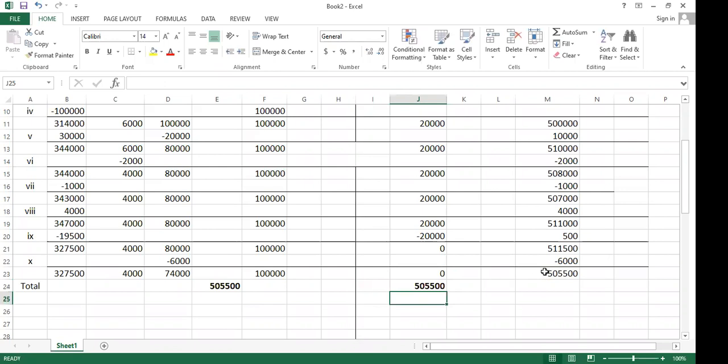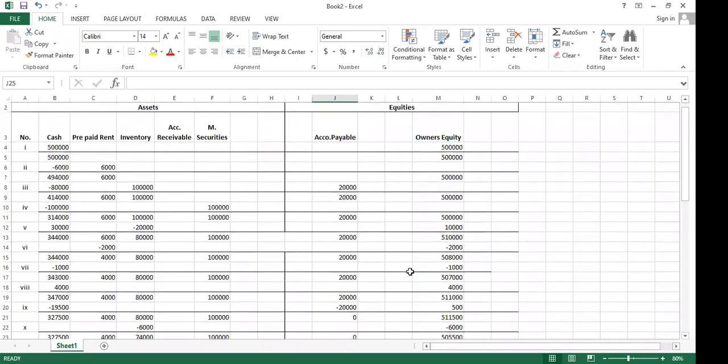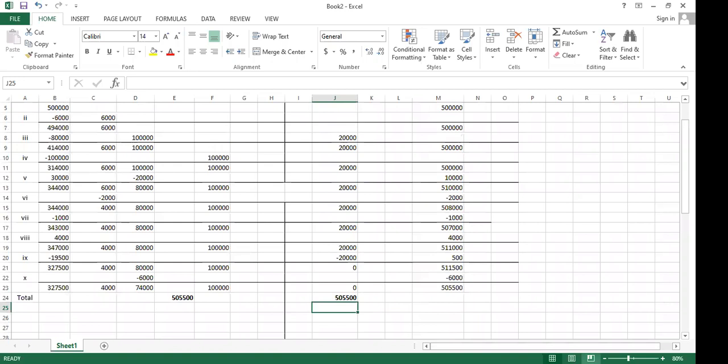Okay. Now tally both sides, assets and liabilities. Are you clear up to now? Please tell me, children. Are you clear up to now? Yes, sir. Is it okay?